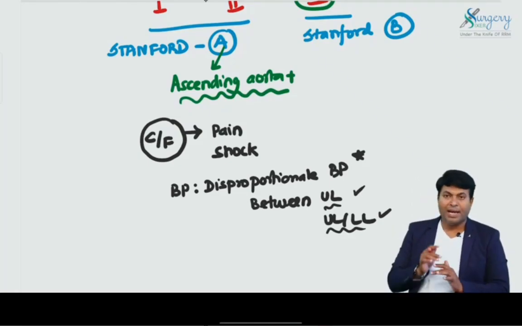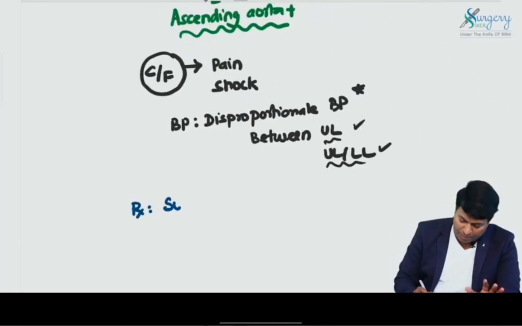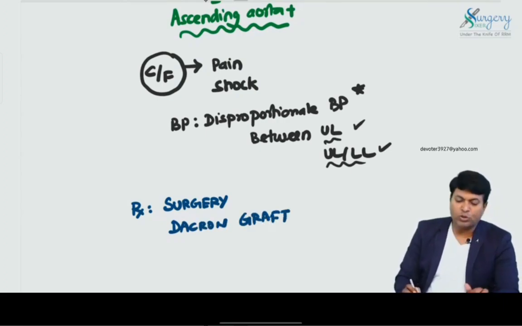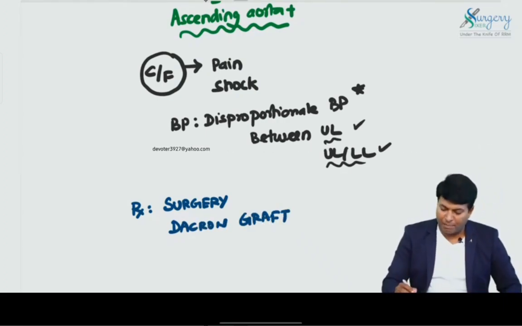Please don't forget, in a dissecting aneurysm, the immediate treatment is surgery. Immediately the patient should be taken up for thoracotomy and a Dacron graft planned. Emergency Dacron graft repair is done at the earliest for these aneurysms.